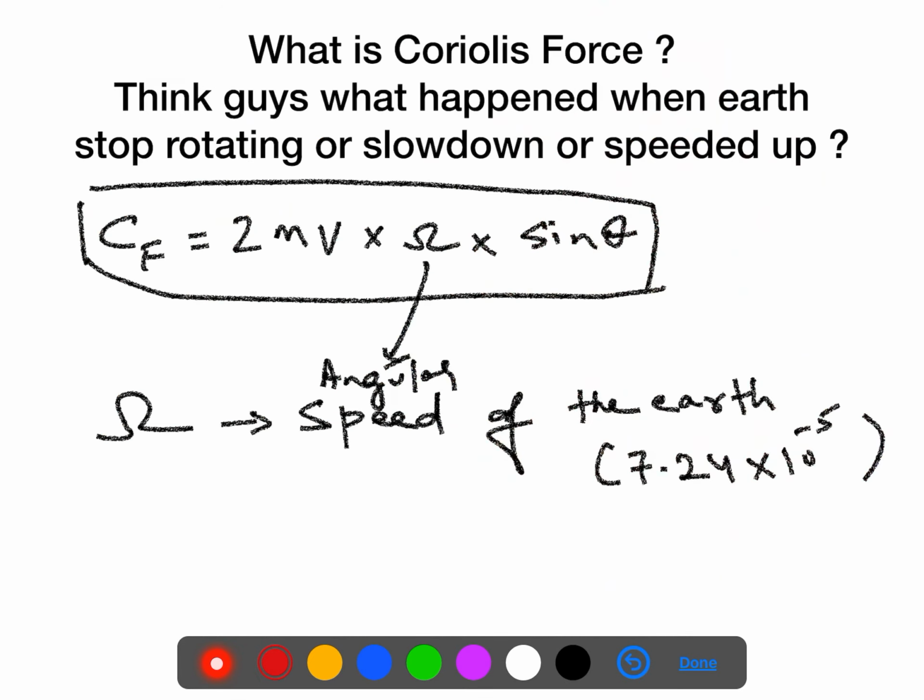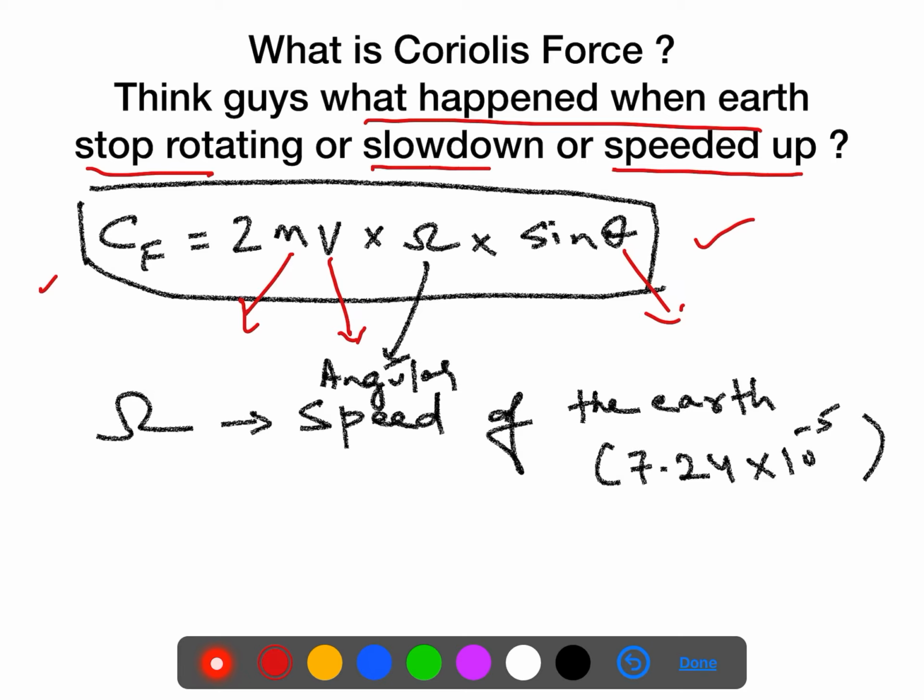Now, what is the formula? The formula for the Coriolis effect according to Ferrel's law is 2mvω sinθ. Here, m is the mass of the moving object, v is the velocity of the moving object, ω is the angular velocity of the Earth, and θ is the angle of latitude. Let's discover the meaning of each. First, we try to understand what happens when the Earth stops rotating, slows down or speeds up.